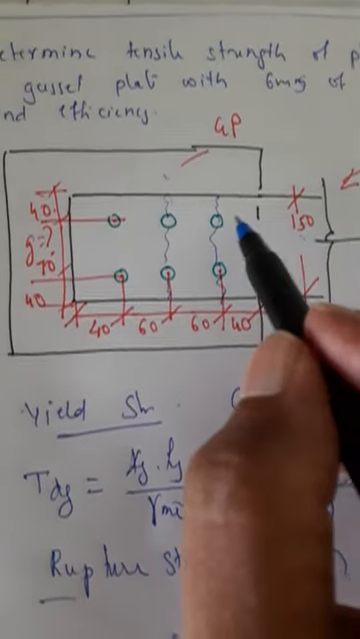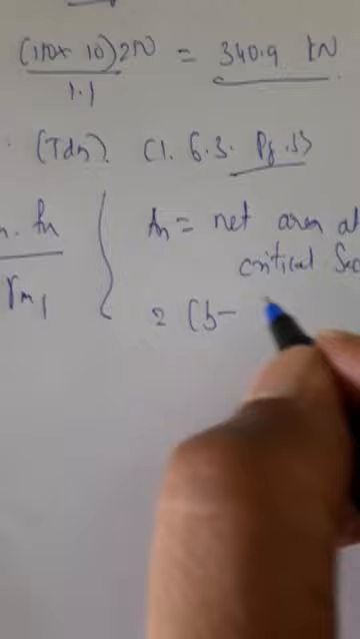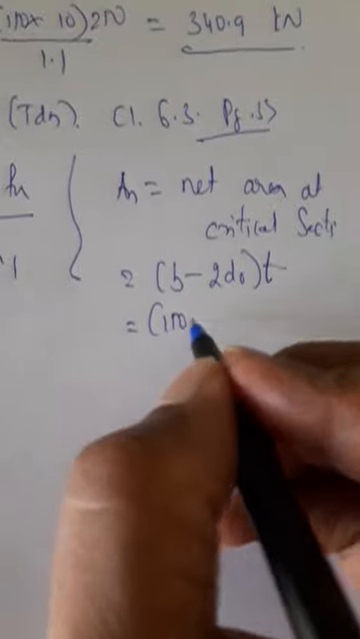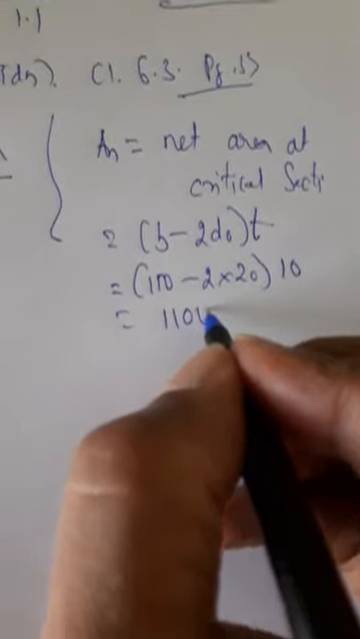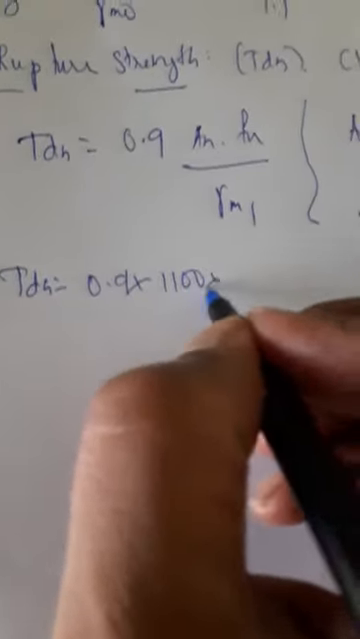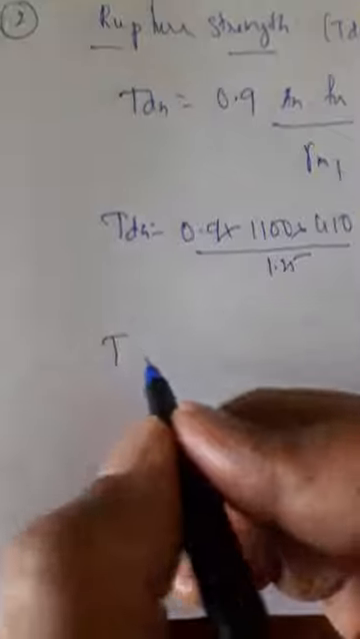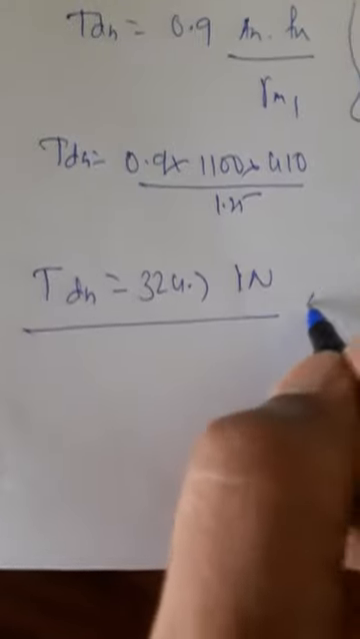So I have to find net area here. Net area is B minus 2 into D naught into T, where D naught is the diameter of hole. So B is 150 minus 2 into 20 into 10. So you have 1100 mm square. So substitute the values here. TDN is equal to 0.9 into 1100 into FU, FU is 410 divided by 1.25. So you have the value TDN is equal to 324.7 kilonewtons.